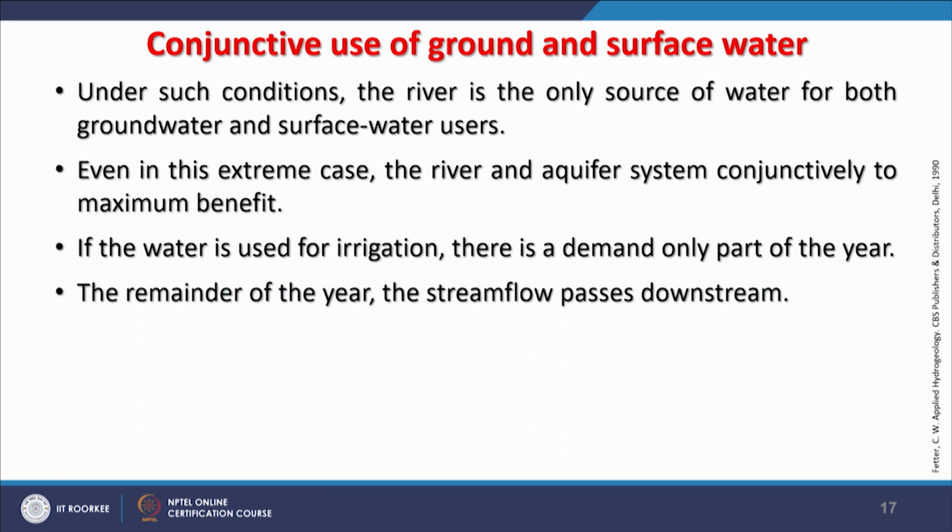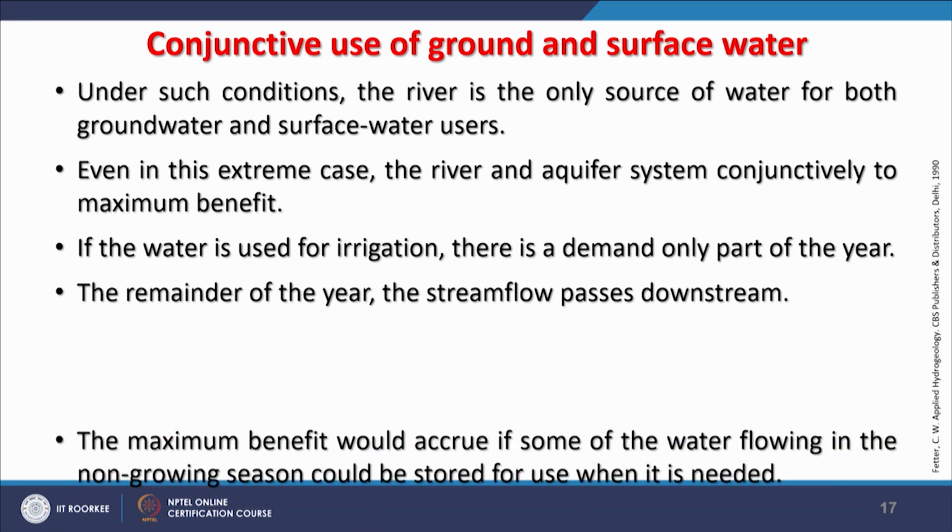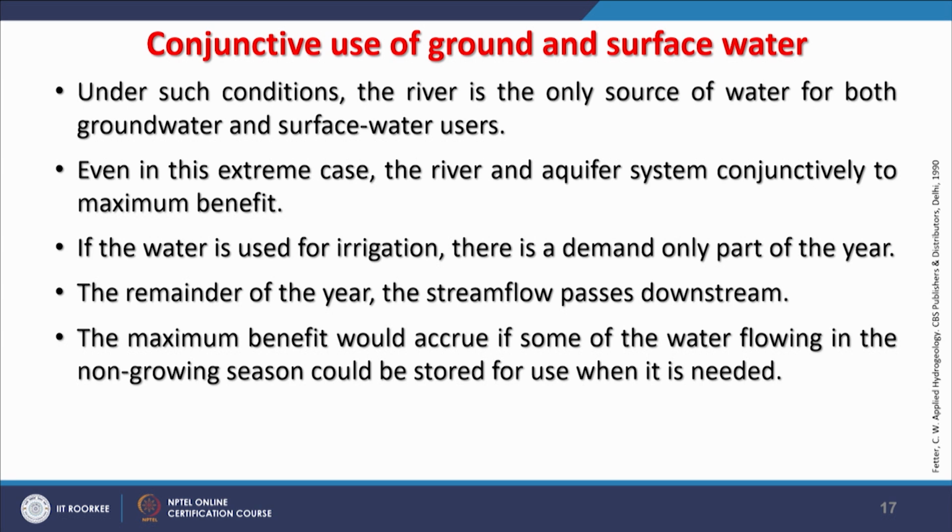So the remainder of the year the stream flow passes downstream, but the maximum benefit would occur if some of the water flowing in the non-growing season could be stored for use when it is needed. But when water is available, nobody bothers. When water is not available, then a lot of crisis or complaints will come.